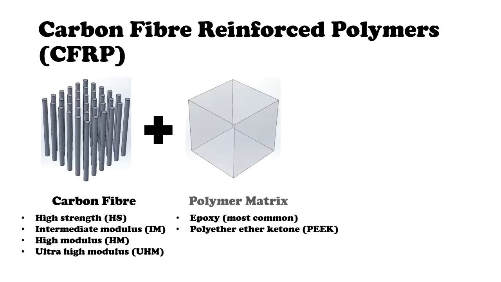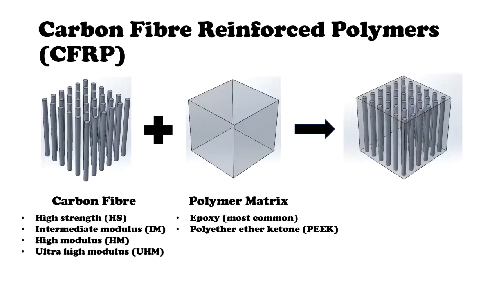Then we have a polymer matrix, which can be epoxy, which is the most commonly used, and PEEK. Both the fiber and matrix will undergo various treatment processes before obtaining the carbon fiber reinforced polymer. This can be carbon epoxy, carbon PEEK, and many other names depending on the fiber matrix orientation. Here we can see a unidirectional ply with carbon fibers held together with polymer matrix.